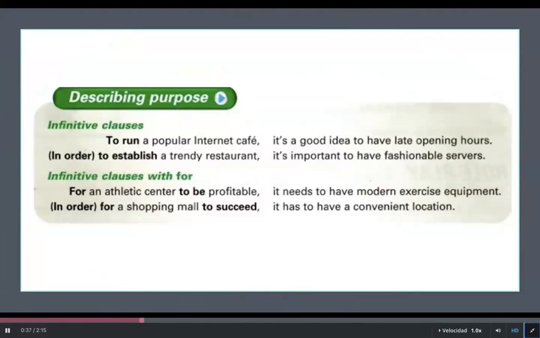Infinitive clauses with for. For an athletic center to be profitable, it needs to have modern exercise equipment. For a shopping mall to succeed, it has to have a convenient location. In order for a shopping mall to succeed, it has to have a convenient location.